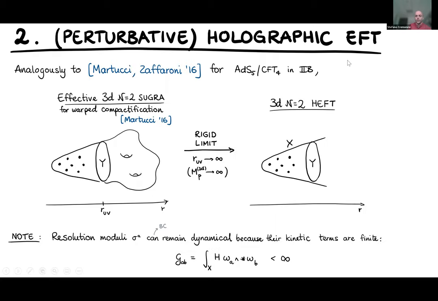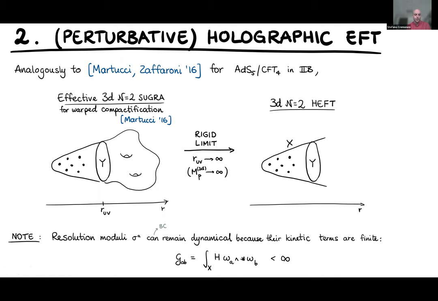Okay, so now with all those backgrounds and generalities in mind, I can start introducing the idea of holographic effective field theory, where we'll build on the work of Martucci and Zaffaroni in type IIB. So the idea there is to start from a warped compactification, and you can think of having, say, a compact Calabi-Yau. In our case, it would be a Calabi-Yau fourfold, which has a warped throat. And there are a bunch of M2 branes, in our case, which are distributed along this warped throat. And so you can alternatively think of this as a completion of a warped throat into a compact manifold.